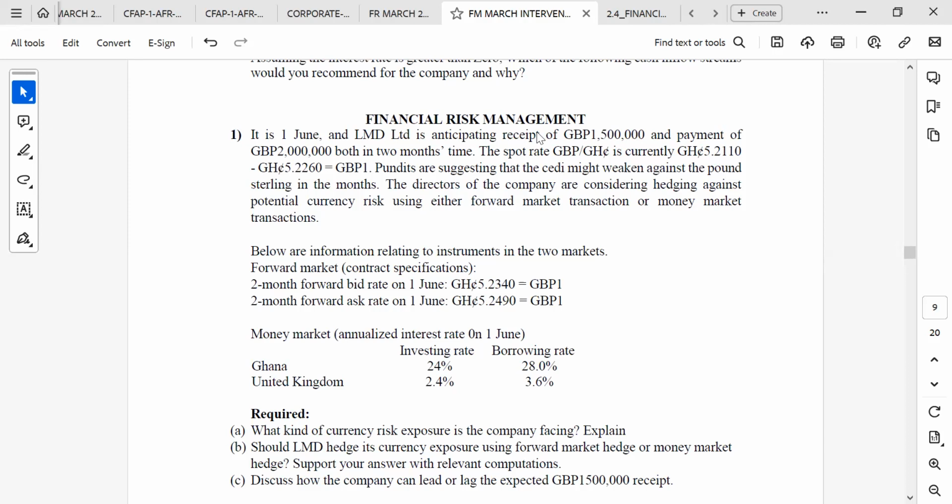Or sometimes they will bring a calculation question for 10 marks and then a theory question for 5 marks. So the minimal marks that you can get on financial risk management will be 10 marks, but they can't set a question below 10 marks. Whatever be the case, you see a 10 marks or 15 marks question on financial risk management.